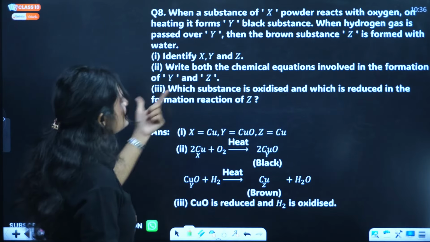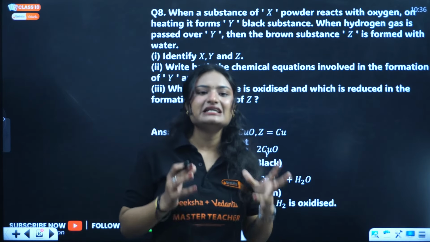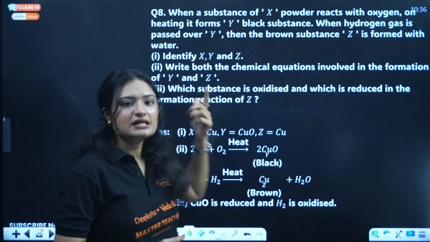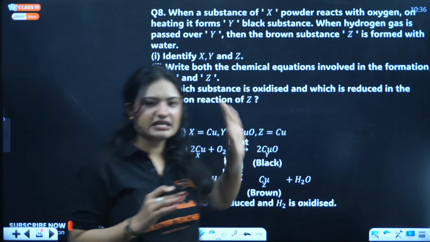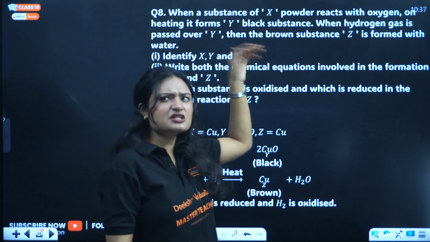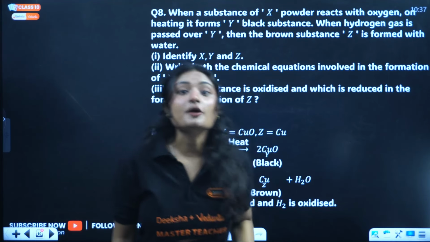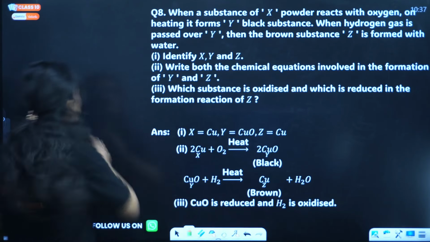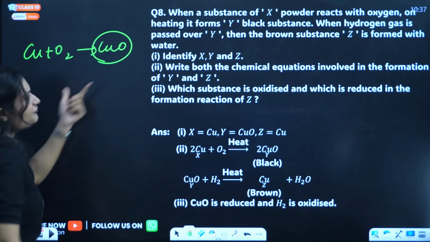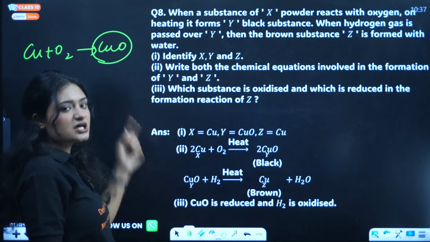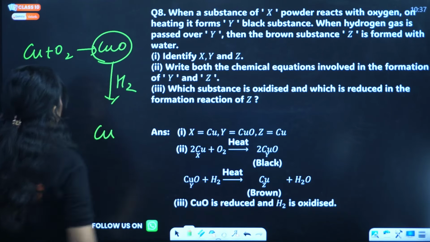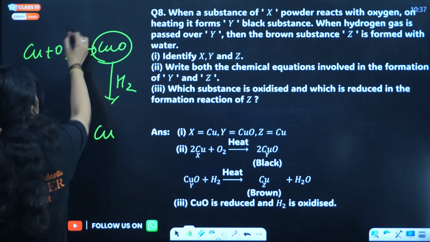Next question. When a substance X powder reacts with oxygen, on heating it forms Y, a black substance. When hydrogen gas is passed over this black substance Y, then a brown substance Z is formed. So identify X, Y, Z. Start with what could be X that reacted with oxygen and we get a black substance Y. Think about it. We know copper oxide is black in color, right? So copper combined with oxygen and we got copper oxide, which is black in color. If we passed hydrogen gas through this black copper oxide, what do we get? We get copper back. What is this reaction? Addition of oxygen. This is oxidation.